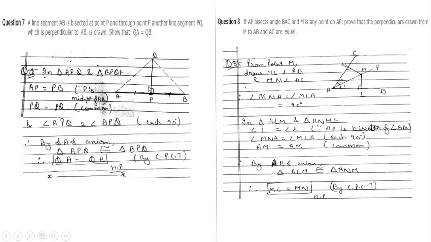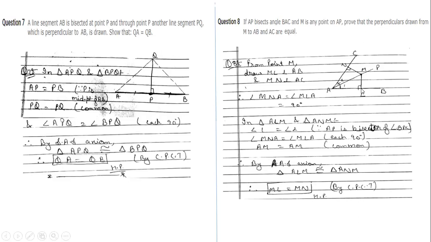Side, side, and angle included between these two sides. That means by the side-angle-side axiom, we can say these two triangles are congruent. And if triangles are congruent, then by CPCTC, QA is equal to QB. Now come to question number 8.